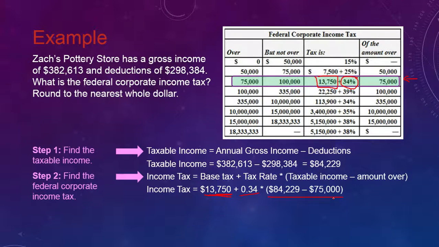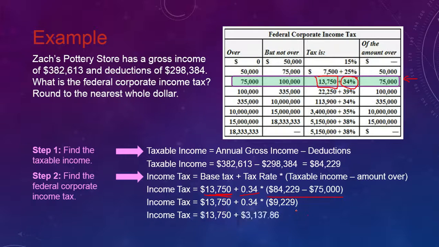So we have that. Now let's use order of operations. Do what's inside the parentheses first. That gives us $9,229. Multiply that by 0.34. That gives us $3,137.86. Now we need to add that to the base tax, which gives us $16,887.86. And because the problem tells you to round to the nearest dollar, we are rounding up this time, giving us the federal income tax of $16,888.